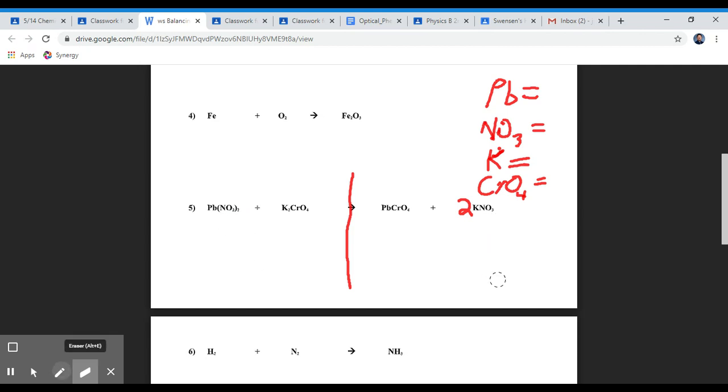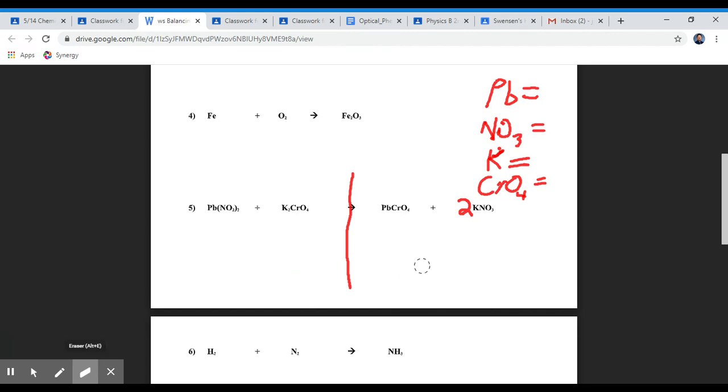Now I'm going to look at my next one. How many potassiums, or Ks, do I have? I have 2 potassiums over here, and look at that, that one just fixed itself. I have 2 potassiums over here. And then finally we have to go through and look at CrO4s. I have 1 over here, and I have 1 over here. That one ended up being pretty easy because there wasn't a whole lot of changing numbers.